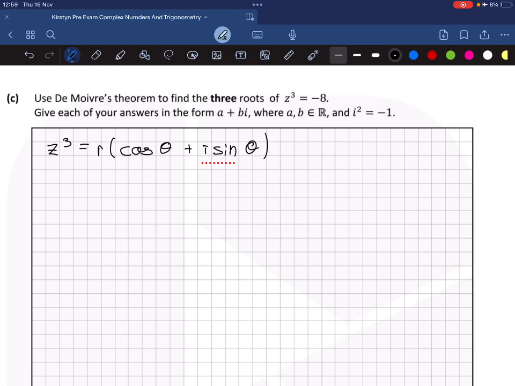So first of all, we need to figure out what r is. r is going to be equal to the square root of minus 8 squared plus 0 squared, so that's just going to be 8. Now we need to figure out the argument. We know that the argument of z is going to be equal to b over a. So in this case, it's going to be 0 over minus 8, which is equal to pi over 3. Or sorry, it's equal to pi.